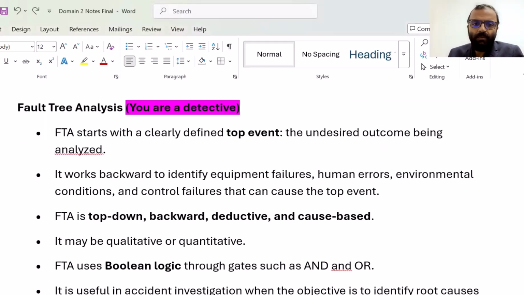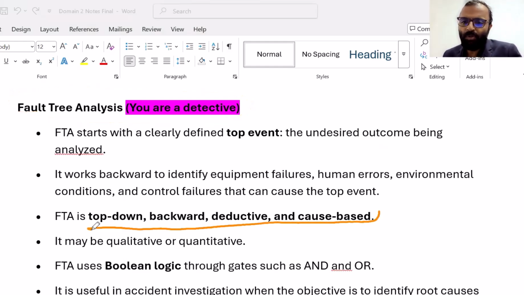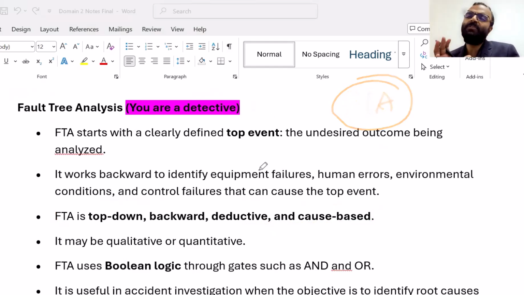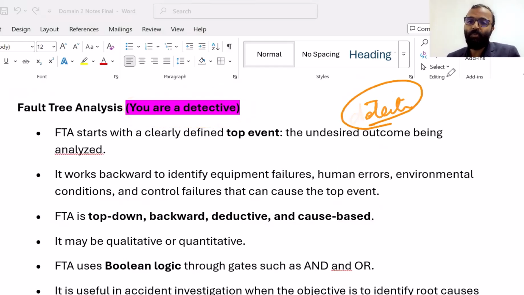Fault tree analysis. Why is it top down, backward, deductive and cause based? The easiest way to understand fault tree analysis is that you are actually a detective. What does a detective do? The detective goes to the accident site, uses a lens, and tries to understand why that accident happened. They try to understand the final root cause.